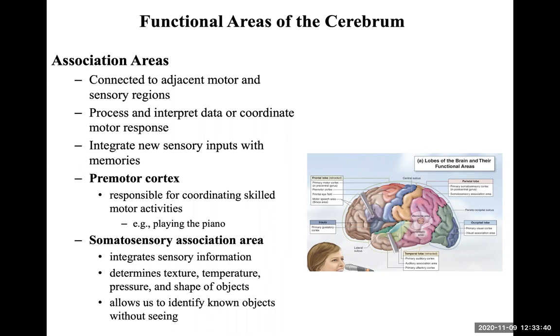Okay, and can I ask a follow-up question? Sure. It seems like we've got a motor area that has a corresponding sensory area, and both of those areas have association areas that are also corresponding. Is that fair to say or correct? Yes, that's fair to say. Absolutely fair to say.